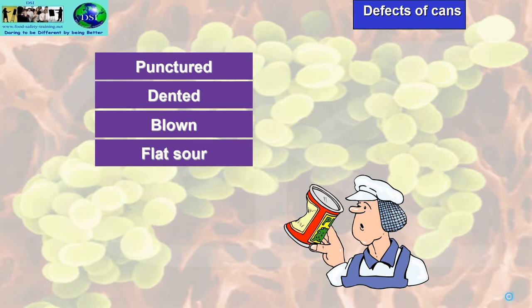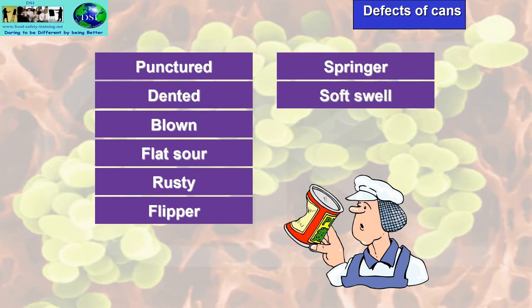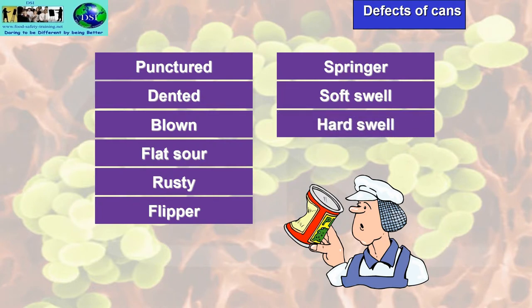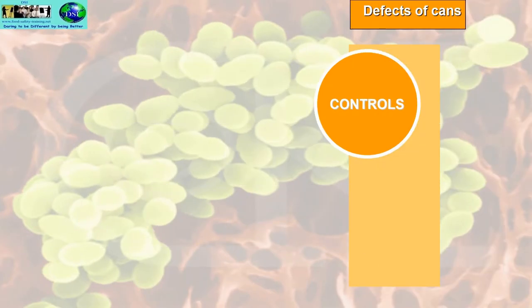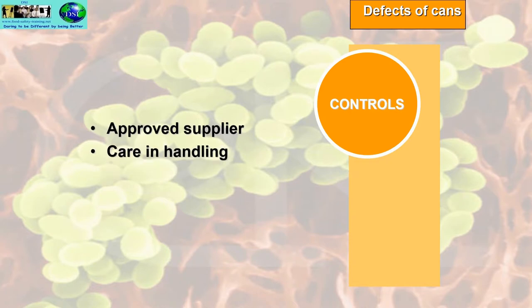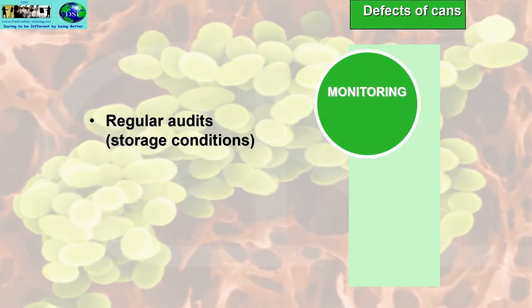Then you've got things called flat sour, rusty, flipper, which makes a noise like a flipper if you press it, a springer, soft swell, hard swell, and a hydrogen swell. Again, further details of these you will find in the notes as supplied with the course. So control of cans, again use an approved reputable supplier. Care in handling, stock rotation. Monitoring, regular audits for storage conditions, visual checks of cans.